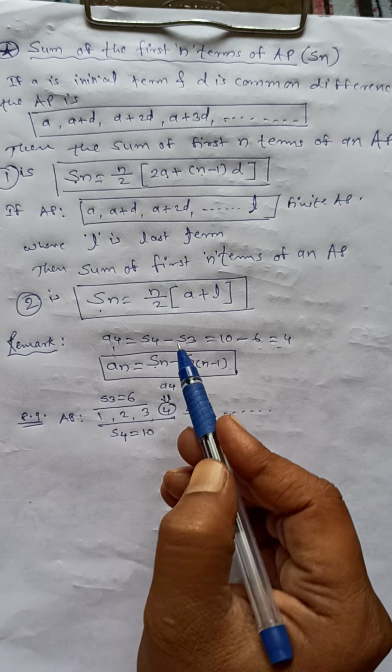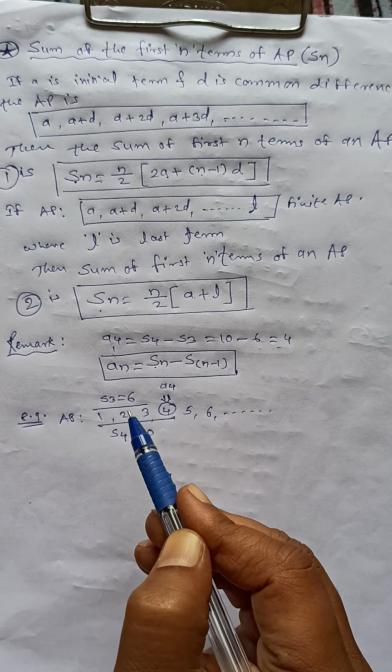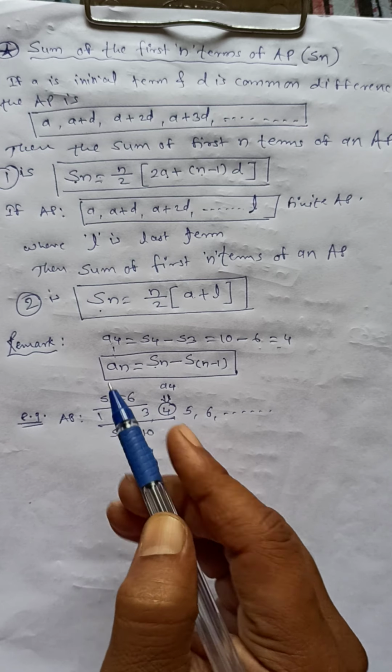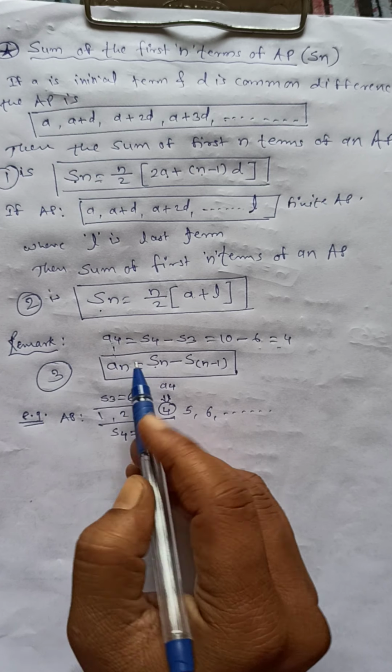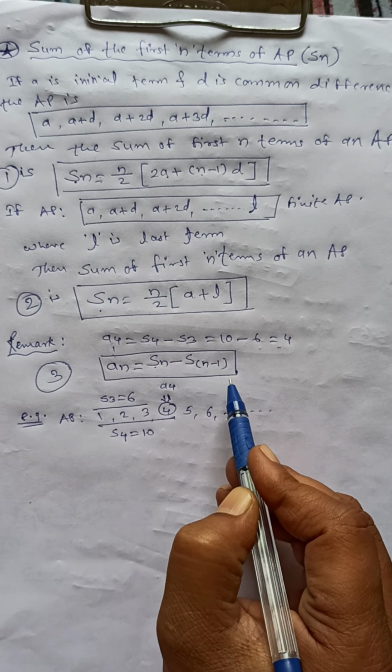And if you want to calculate the nth term of an AP, An, if the sum of the first n terms and the sum of the first n minus 1 terms are given, then use the third formula: An is equal to Sn minus Sn minus 1.